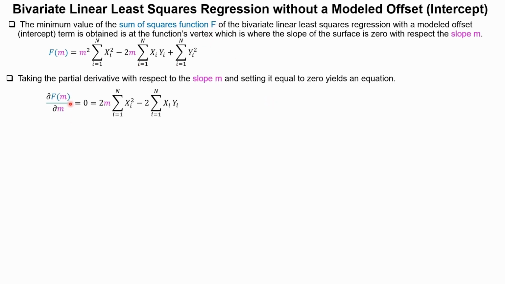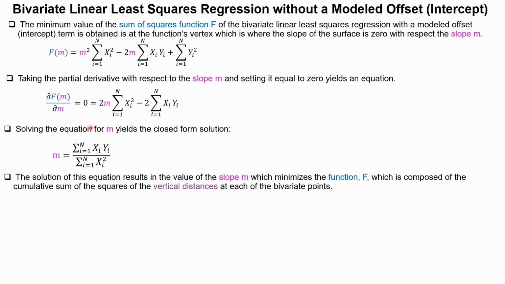To find the value of m at which this sum of squares function is a minimum, we take the partial derivative of the function with respect to m, which gives you this, and we set it equal to 0. Solving for m, we get this, which is the sum of the product of the dependent and independent variable over the sum of the independent variable squared. This is the slope value m, which minimizes the sum of squares function f, which is the cumulative sum of squares of the vertical distances.